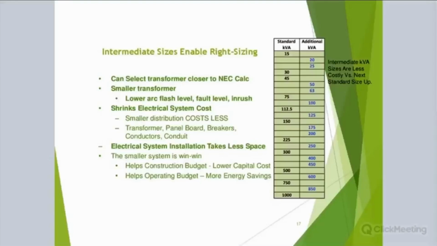The blue column or the additional kVA column are additional transformer sizes that some manufacturers will manufacture, at no additional cost per se. Their cost is, so a 50 kVA costs between a 45 and a 75, but that's the capacity. The reason these are important is, as we talked about the percent loading, I'm going to use the example of a 150 kVA.